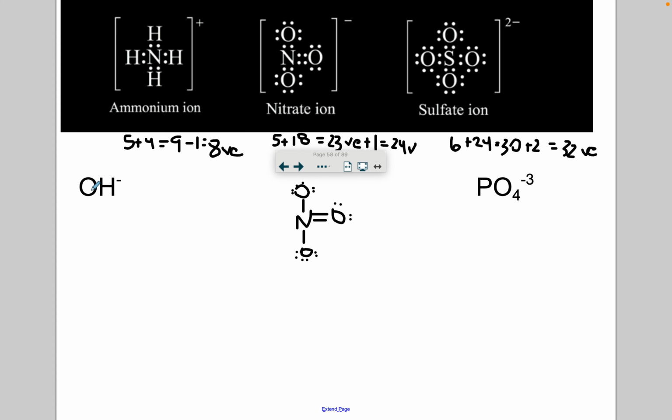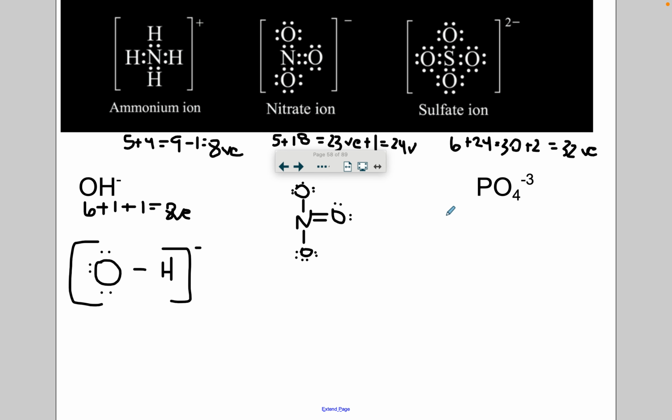So here we are given hydroxide. Oxygen has 6 and hydrogen has 1. And this minus 1, you're going to do the opposite. You're going to add 1 for a total of 8 valence electrons. So I have my oxygen bonded to my hydrogen. Then I'm going to fill in the lone pairs of my oxygen because hydrogen's happy. 2, 4, 6, 8. You're not done. It has a charge. You have to put it in brackets, and it's a minus 1 charge.